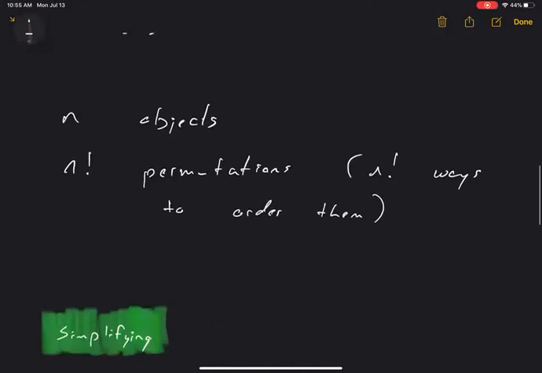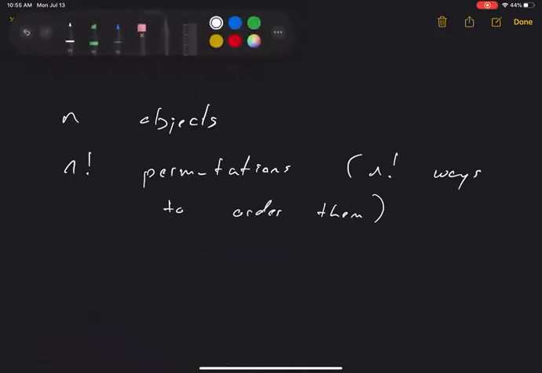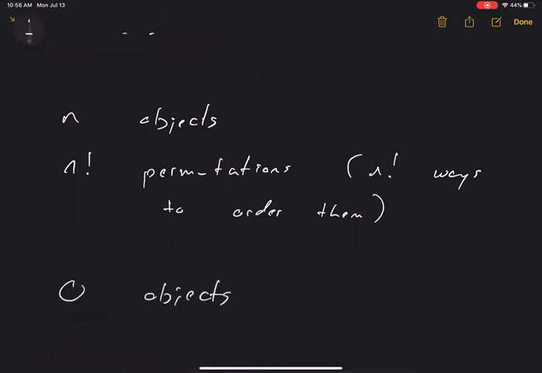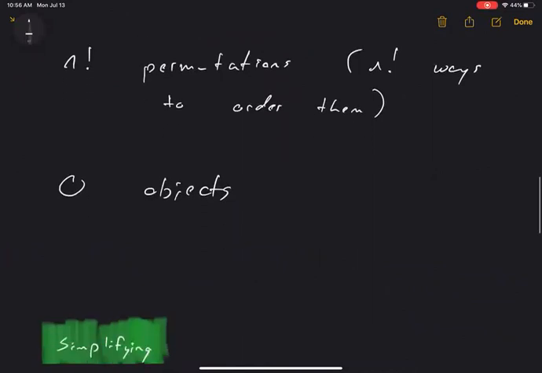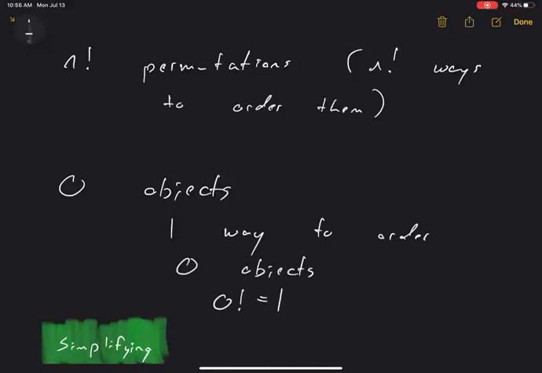All right, so how does that relate to the 0 thing? Well, if I have 0 objects, how many ways to order 0 objects are there? Well, there's just one way, right? That's why we say 0 factorial is equal to 1.